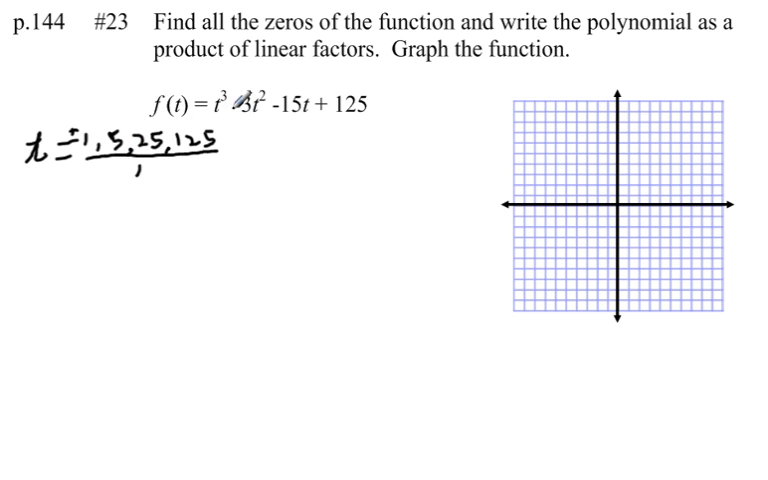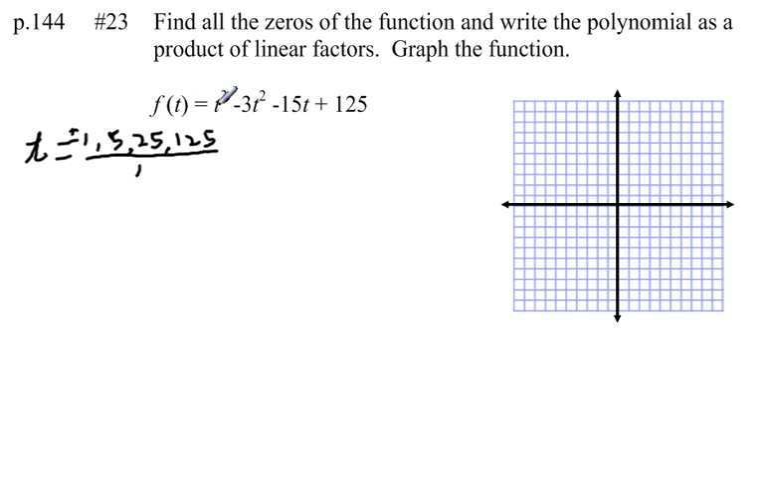Let's try 5. 5 cubed, 5 times 5 times 5 is 125, minus 3 times 5 squared, so 125 minus 75. I better write this down. 125 minus 75 minus 15 times t. 15 times t, I believe, is 75, plus 125. That doesn't equal 0, so 5 doesn't work. Let me get rid of my work there. Maybe negative 5 will work. I'm hoping one of these numbers works soon.